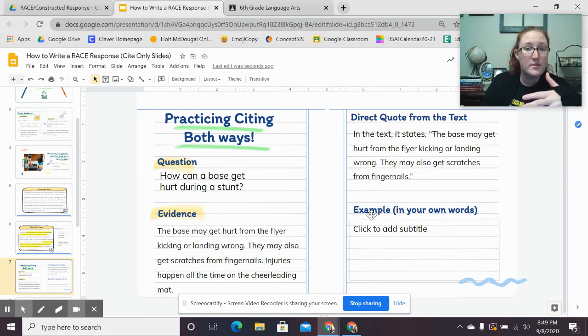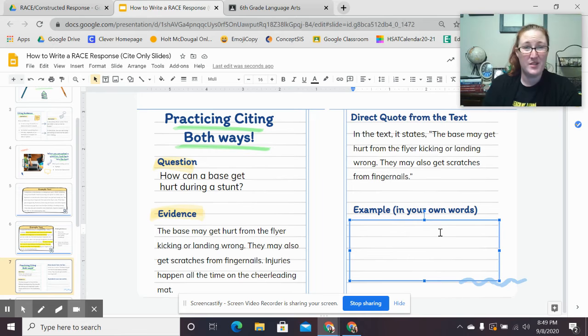Now, what about the other way? What if you want to just reference this, but you don't want to quote it directly? The thing you can't do is say exactly what the author said. That's plagiarism. It's stealing. So you do something called a paraphrase. A paraphrase is when you say what the author said, but you put it in your own words. So I'm going to use the same kind of intro. I'm going to say in the text, just to start off my citation sentence. In the text, it says that the base may get hurt from the flyer kicking or landing wrong and scratches from the fingernails.